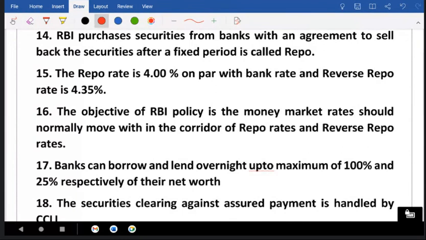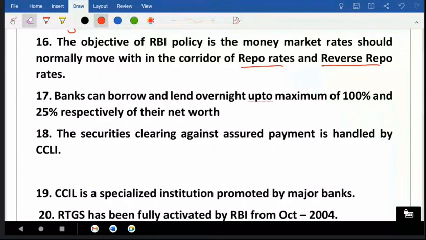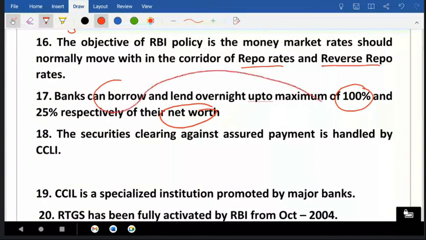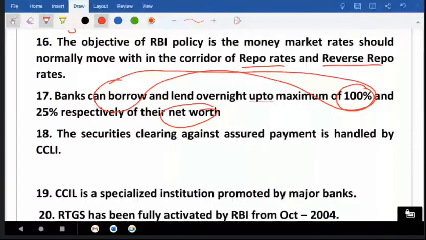I'll repeat once again, a very important point that comes here. Banks can borrow overnight up to a maximum of 100% of their net worth. Means a bank can borrow up to 100%, and if the point is coming on lending, they can lend only 25% of their net worth, for overnight only.